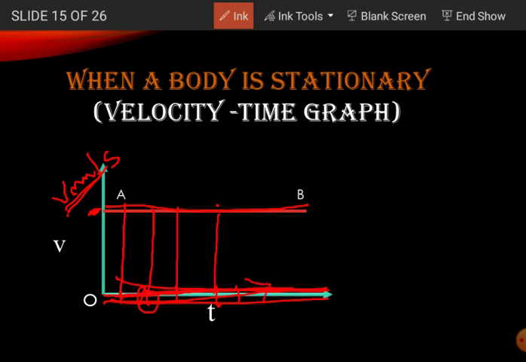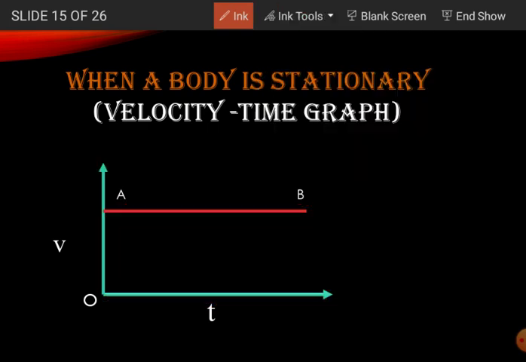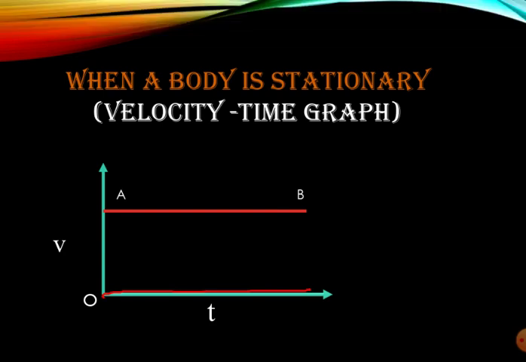if the body moves with the same speed, then we say that the object is moving with what? Uniform motion. So if the graph is for uniform motion, then the graph would have been just like this, AB. Got it? But for a stationary object, the velocity time graph AB would have come down onto this time axis. Got it? Yes.